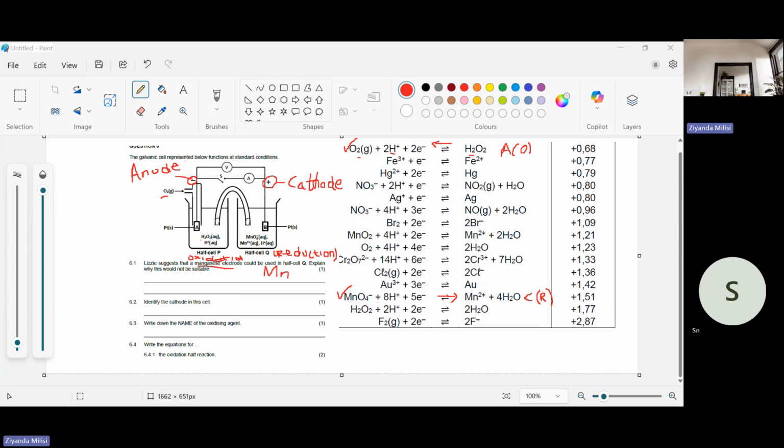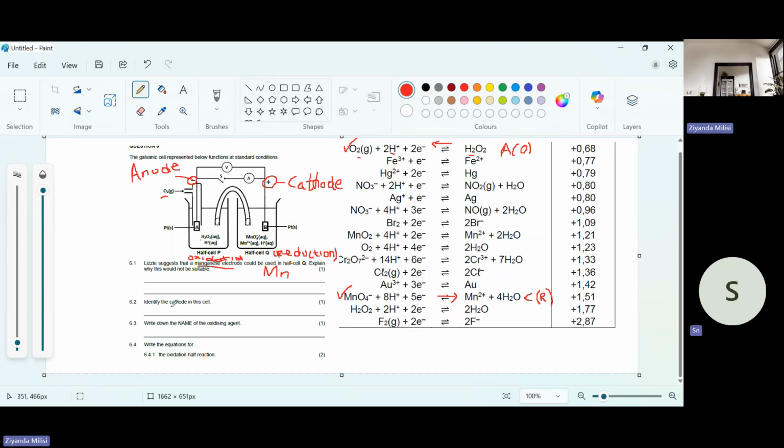Instead, it will react with the substances there. So we can't use it, because it's not part of the half cell reaction. Please always be on the lookout for that. Whatever we say we are going to use, is it part of the reaction here? But it's not. Okay, then identify the cathode in this cell.